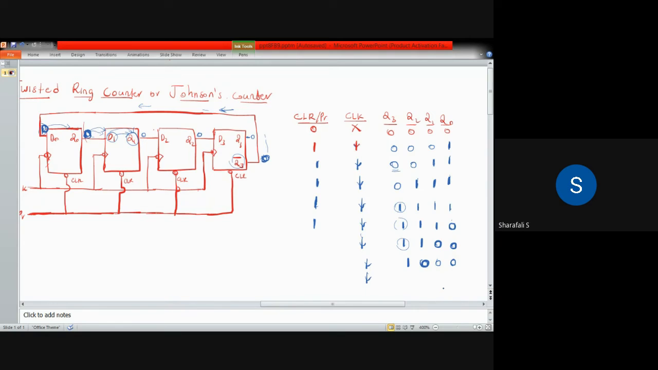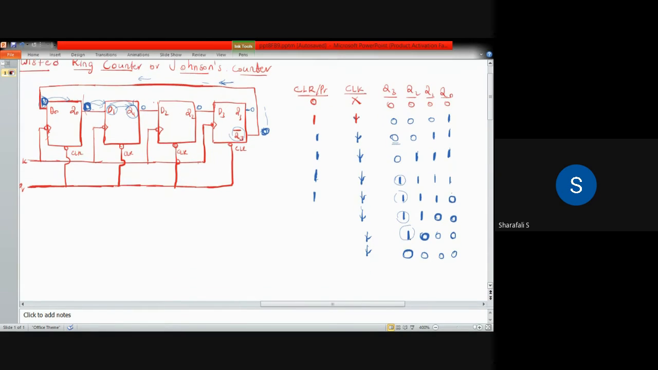And for this clock pulse, Q3 bar is still 0, because your Q3 is 0. So Q0 is again 0, Q1 0, Q2 0. Now this time Q3 also will be 0. I hope you understood this table. If you have any doubt, you can ask.